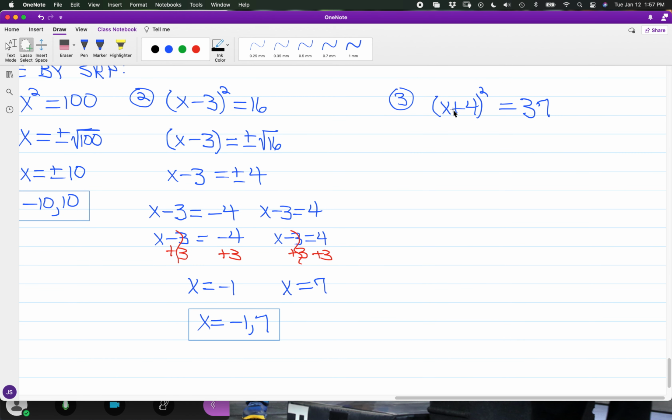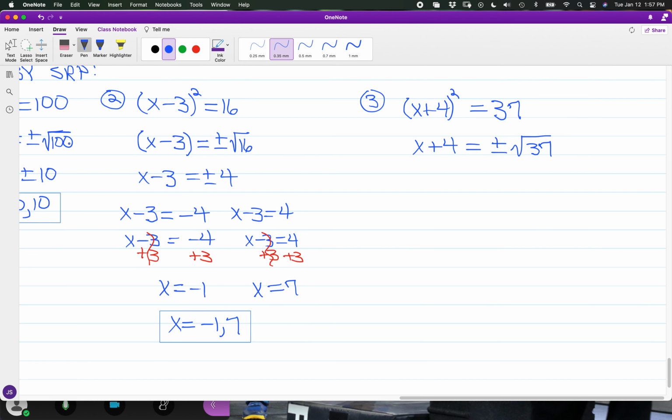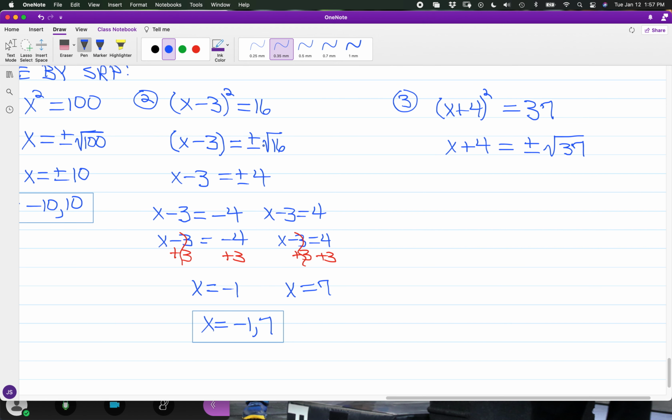So if I go from the square of x plus 4 to just x plus 4, I have x plus 4 is equal to plus or minus the square root of 37. Now in exact terms, we were able to get plus or minus the square root of 100 to plus or minus 10, and from plus or minus the square root of 16 to plus or minus 4. But I cannot get any integer from the square root of 37.